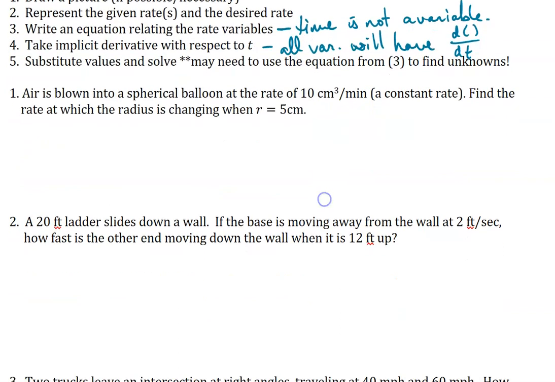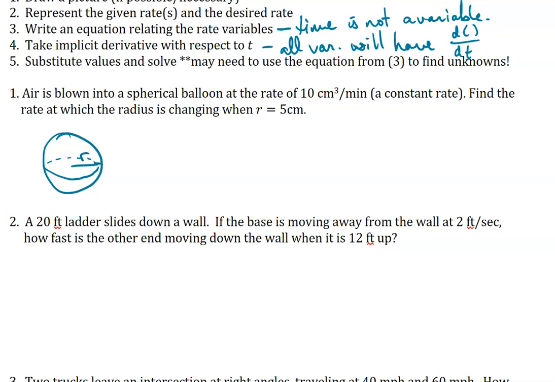For this first one, we have air being blown into a spherical balloon at the rate of 10 cubic centimeters per minute, and that is a constant rate, it is not changing. Find the rate at which the radius is changing when r is equal to 5. Okay, so first of all, our picture. Here's our spherical balloon. Not a great picture, but that's okay. All right, and it's got a radius, okay?